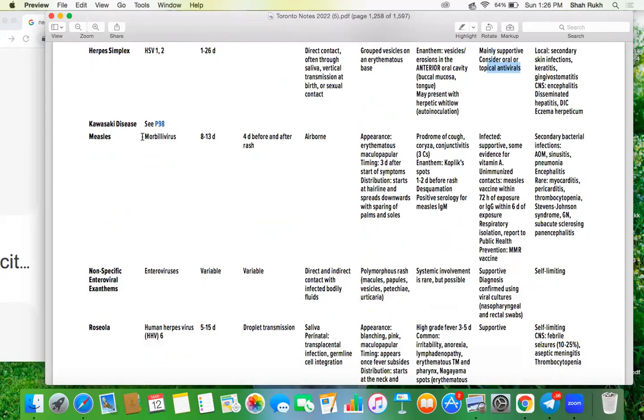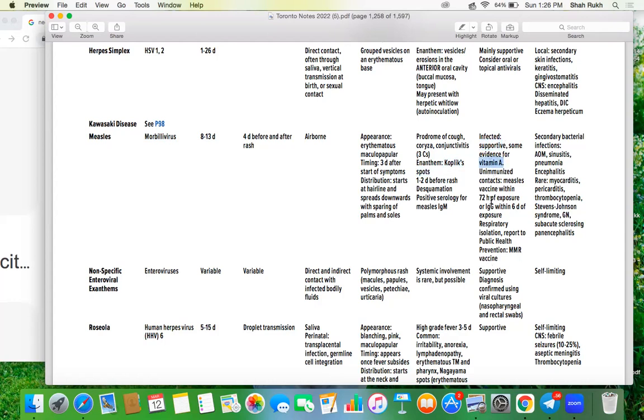Then measles, you need to know which organism, and how this is going to present. So you need to take out the pictures from Google and see them when you are reading. What kind of important thing can it tell you? Koplik spots. So you need to know how those Koplik spots look. What you are going to do is basically supportive. Along with it, you are going to give vitamin A.